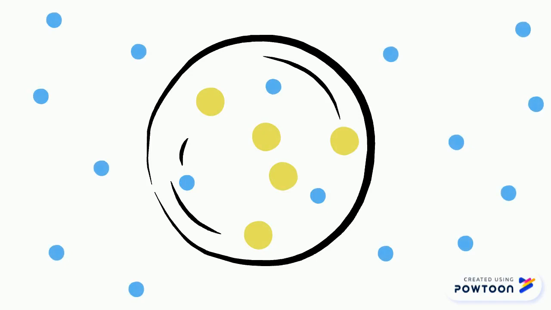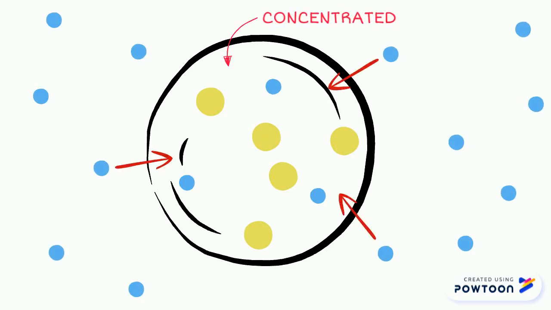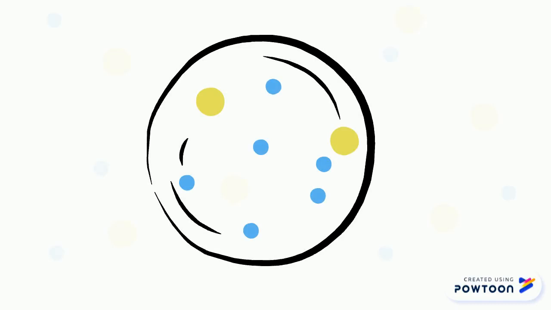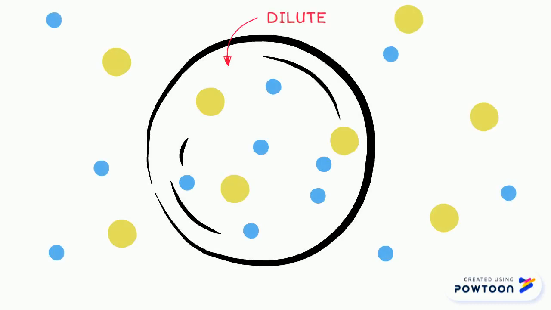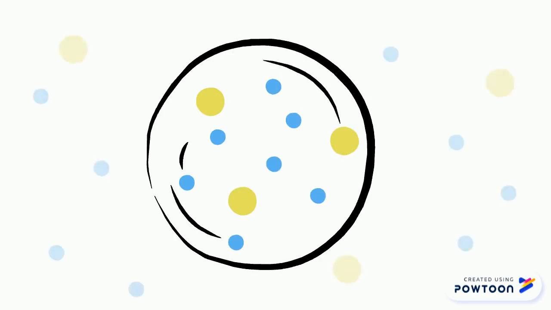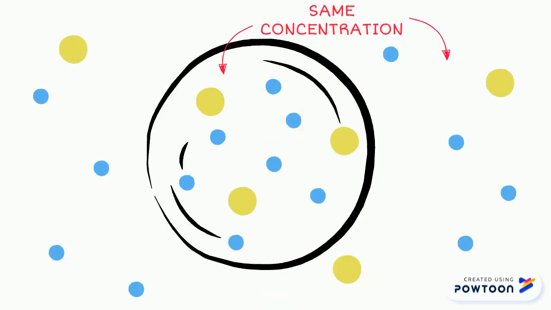If a cell is short of water, the solution inside is more concentrated, and thus water will move into the cell, and the solution outside is hypotonic. But if a cell is full of water, the solution inside is more dilute, so water will move out of the cell, and the solution outside is hypertonic. If the concentration between cell and solution are the same, there will be no net movement of water, and the solution is isotonic.